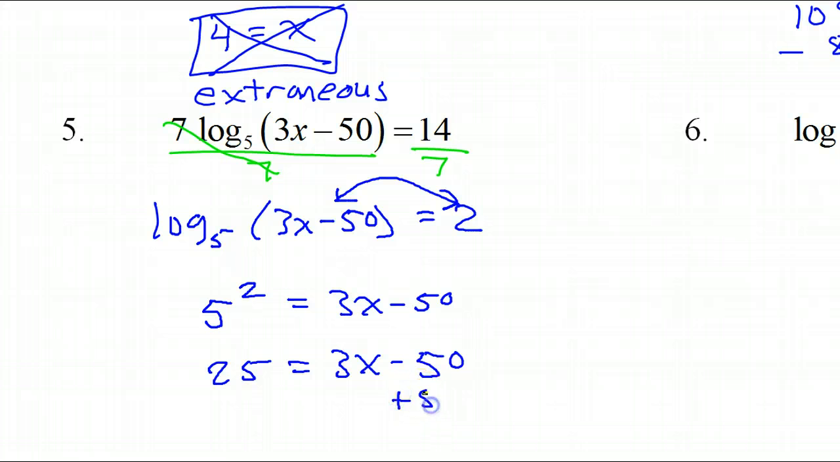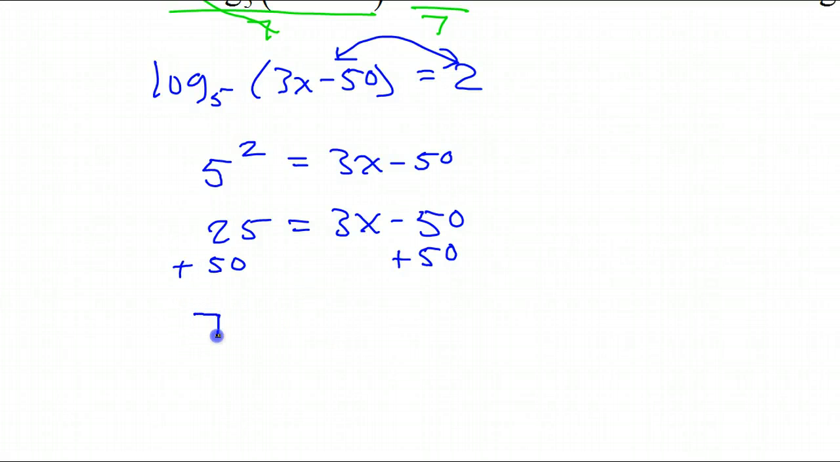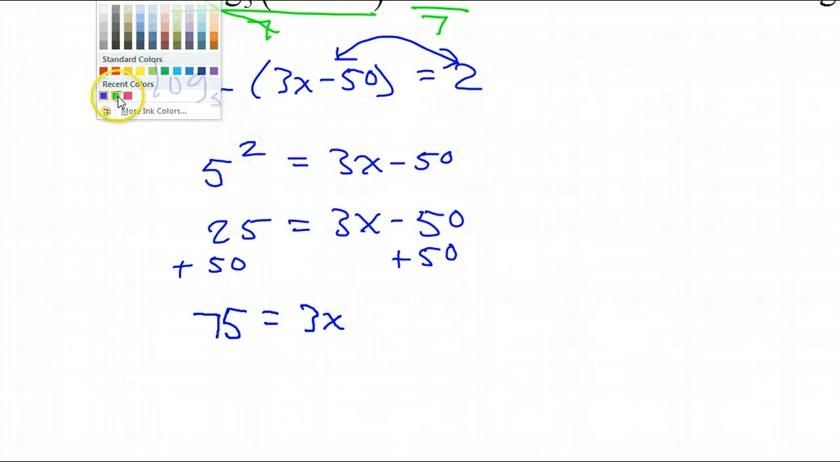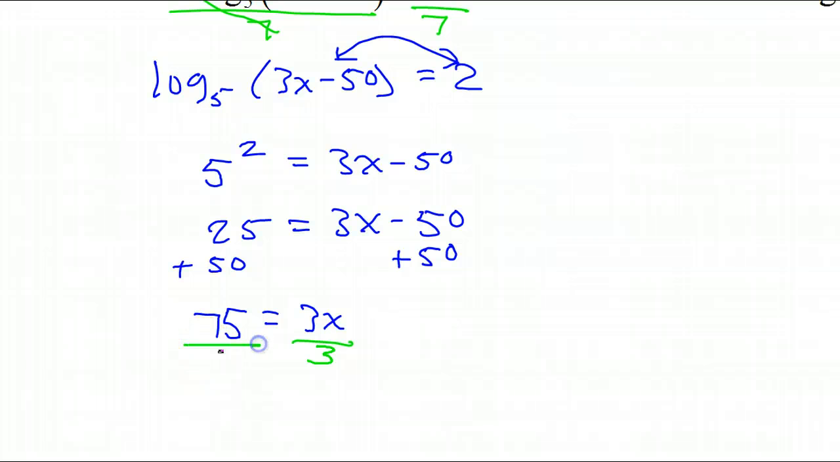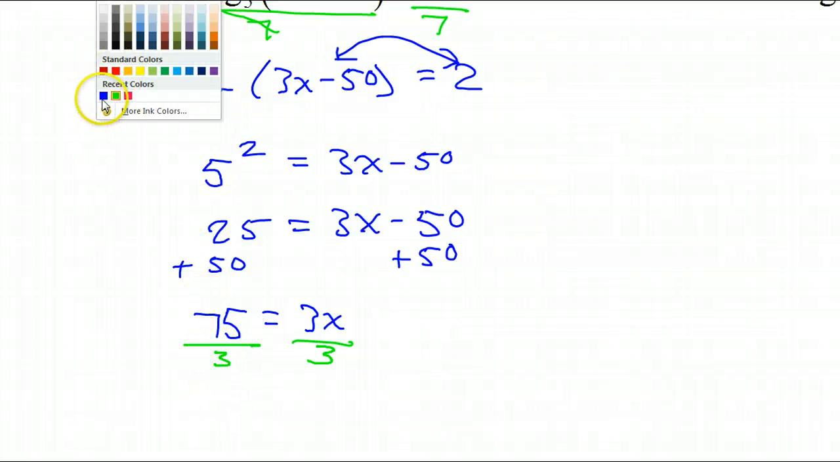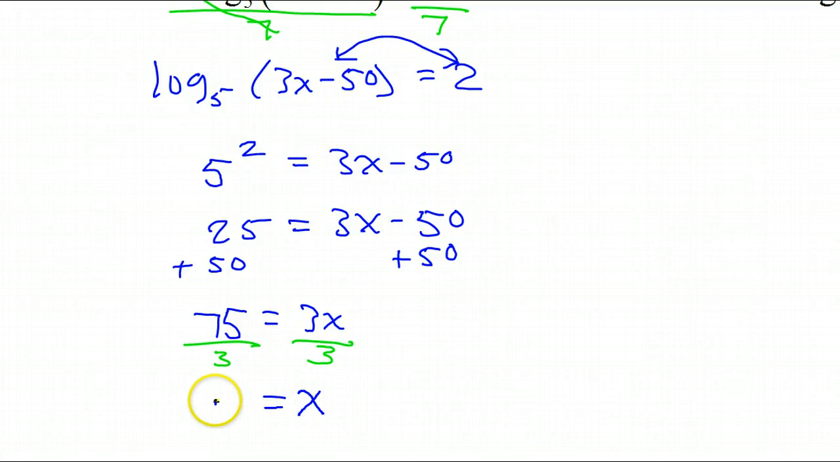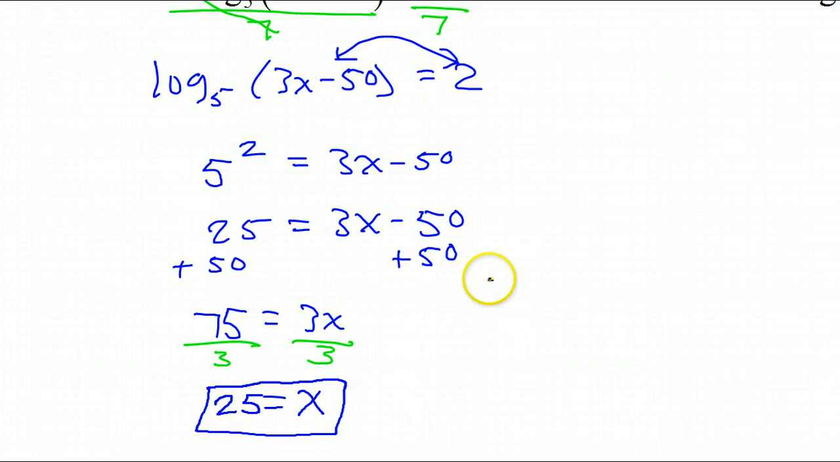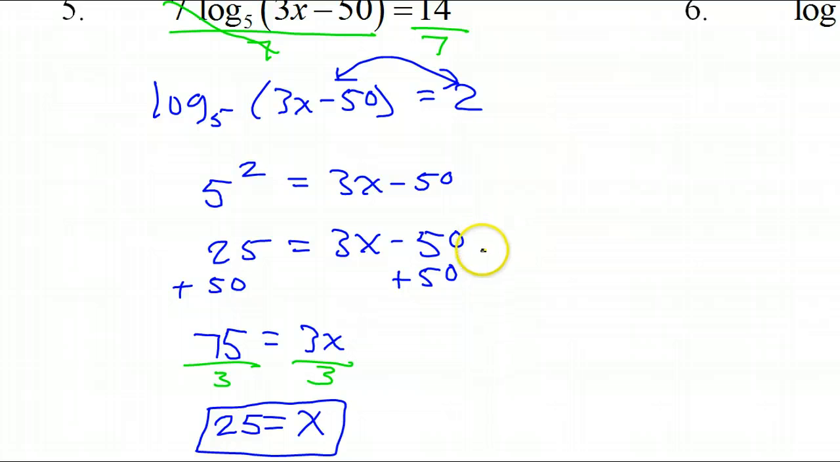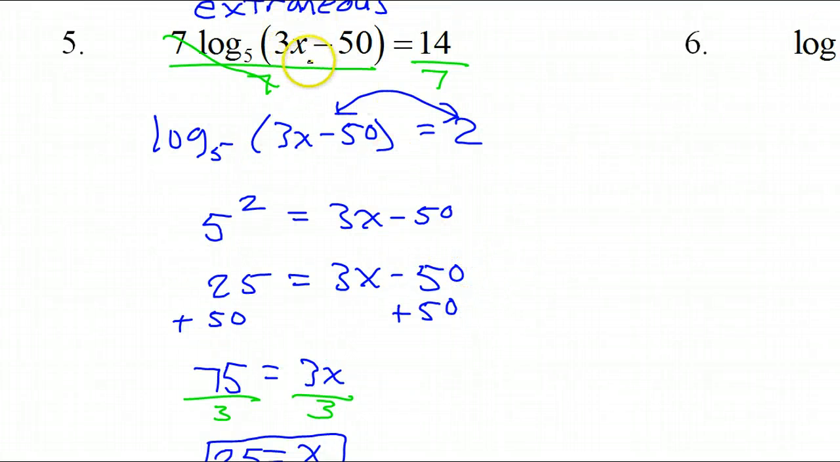All right, I would add 50 to both sides now. All right, so that's 75. And then divide by 3. Okay, so that is 25. All right, got to make sure that this does not give me any negatives when I plug it in. All right, so 3 times 25 is 75, minus 50 is 25, so that's okay.